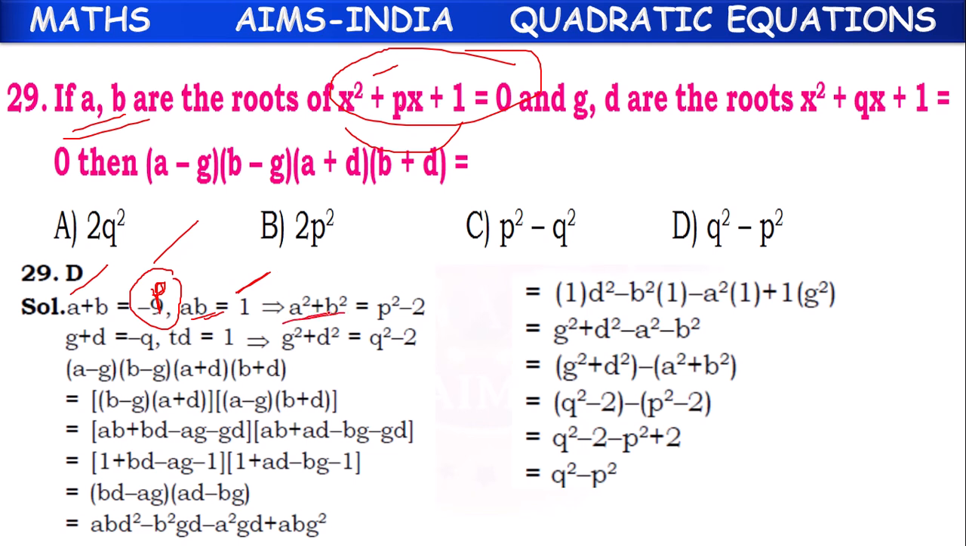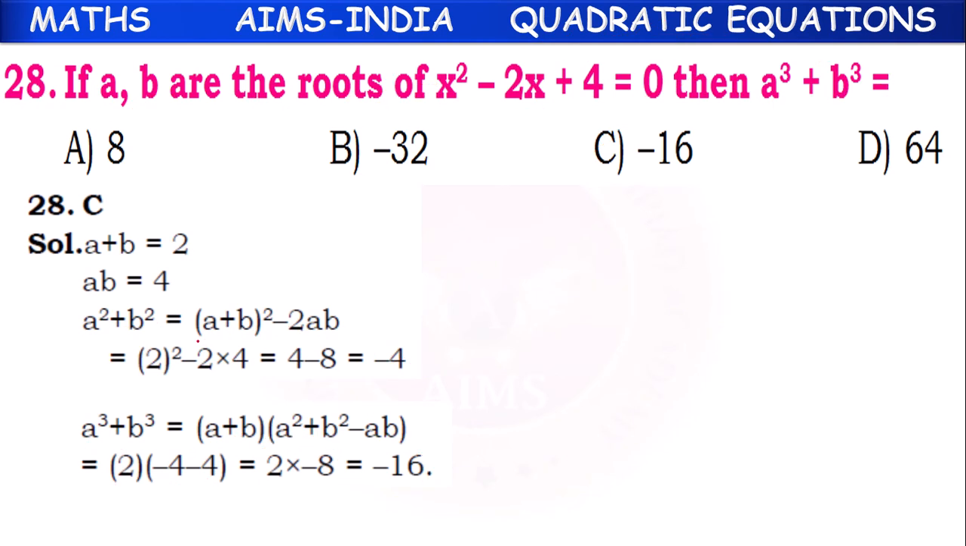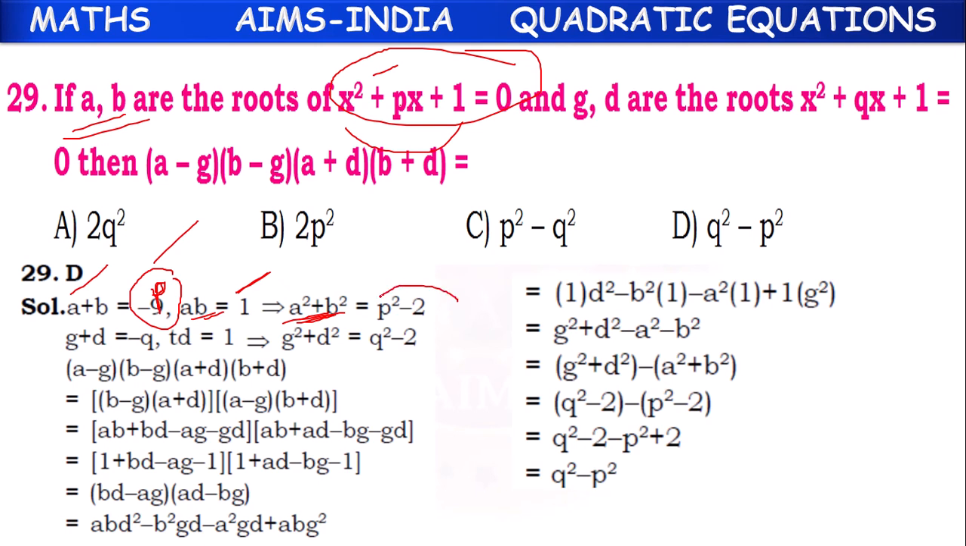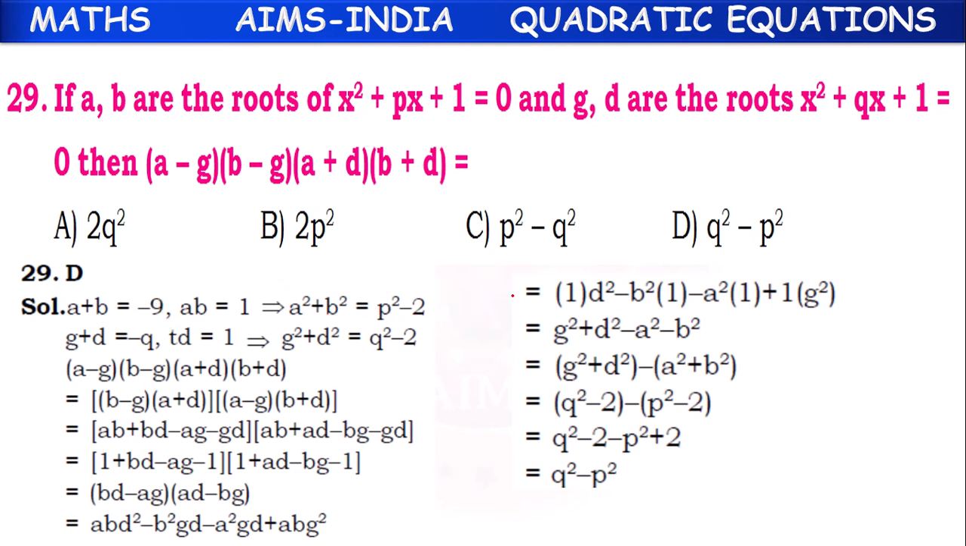Next, a square plus b square value. The formula we have just calculated is (a plus b) whole square minus 2ab. According to that, it will become p square minus 2. In the same way, gamma plus delta, as gamma and delta are the roots of this equation, gamma plus delta equals minus b by a, minus q by 1, which is equal to minus q, and gamma delta equals c by a, 1 by 1, which is equal to 1. So gamma square plus delta square will become q square minus 2.